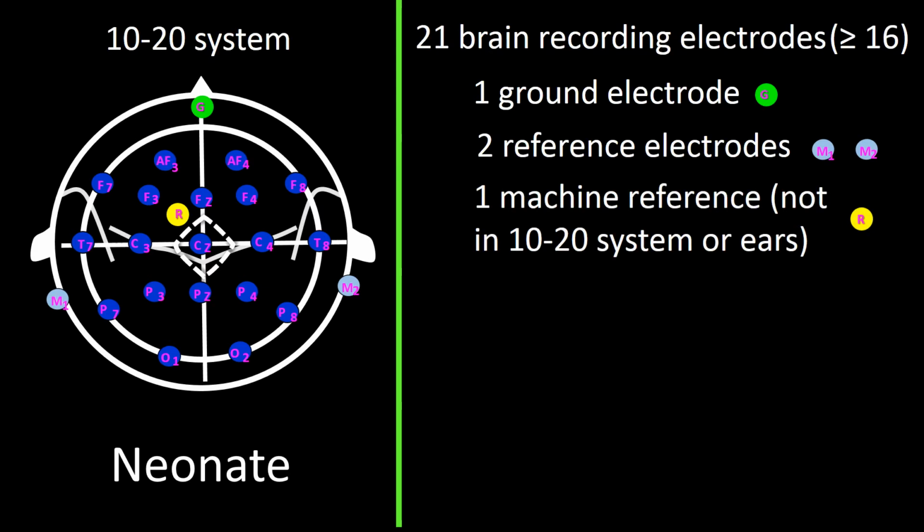and one machine reference. This electrode is not placed at a 10-20 system electrode site, nor at the mastoid or ears. It is placed close to FC, but not on top of the anterior fontanelle. The machine will not work without this electrode.